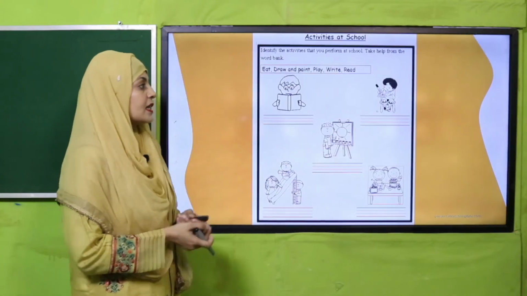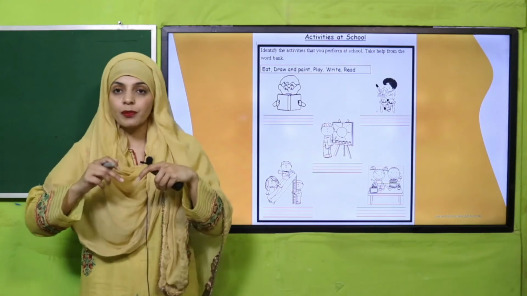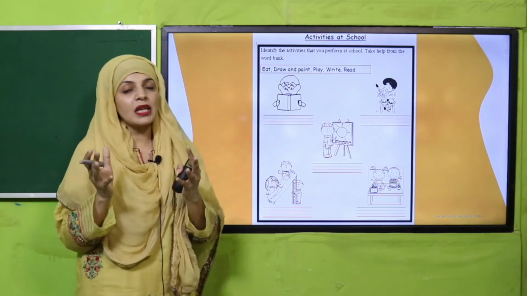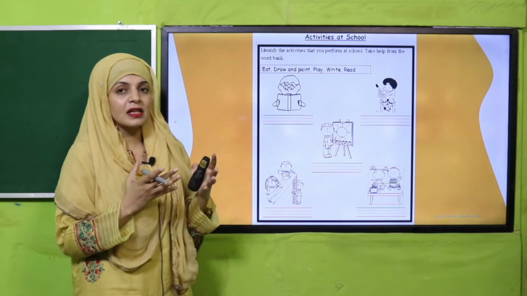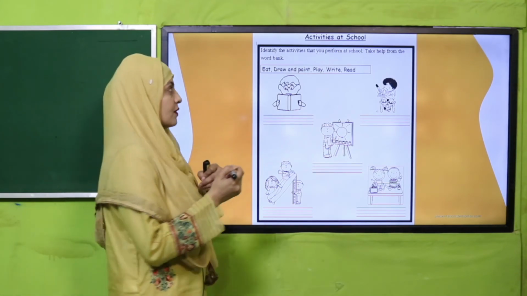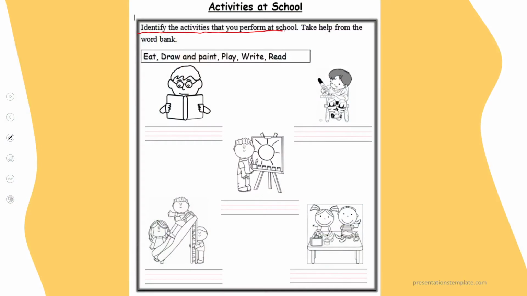For practice, you can download this worksheet from the description box below this video or you can get it in print form by your teacher. So, आपने अपना नाम लिखना है, अपनी class लिखनी है और उसके बाद let's start the activity. Identify the activities that you perform at school. Take help from the word bank. So, आपको यहाँ एक word bank दिया गया है. By looking at the pictures, आपने word bank की help से बताना है कि ये बच्चे क्या करें.